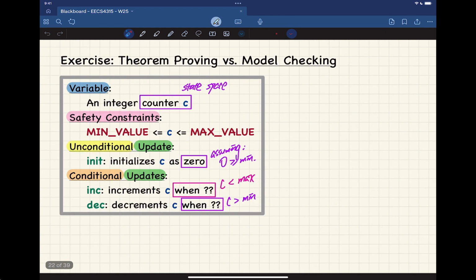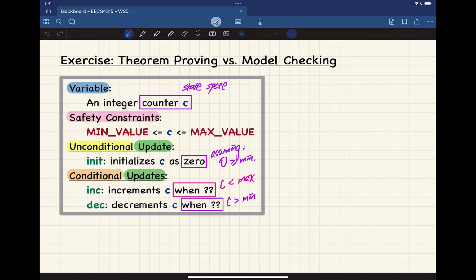All right, so that's the example that we started with, a simple counter example, a single variable only. Make it very simple, right? Just a single counter variable that will represent a whole state space. And the safety constraint we have, you can think about it as more like an invariance we want to maintain. That should always be true. So C should be bounded by some minimum value and some maximum value.